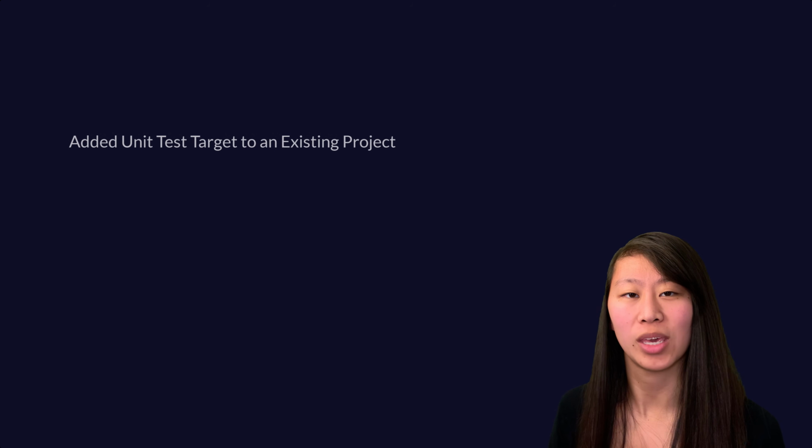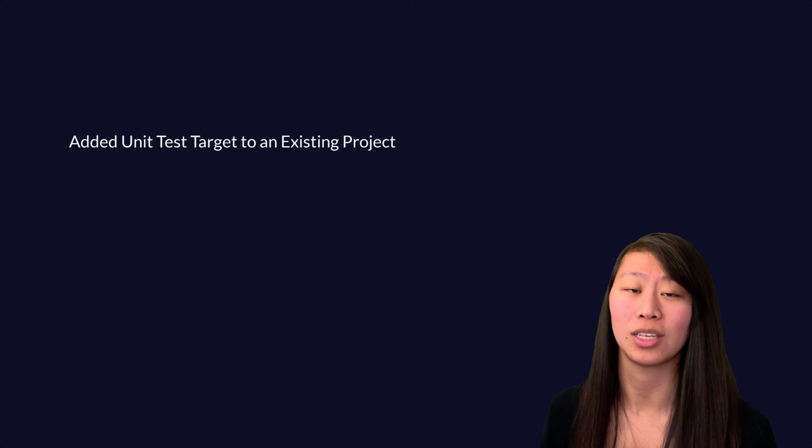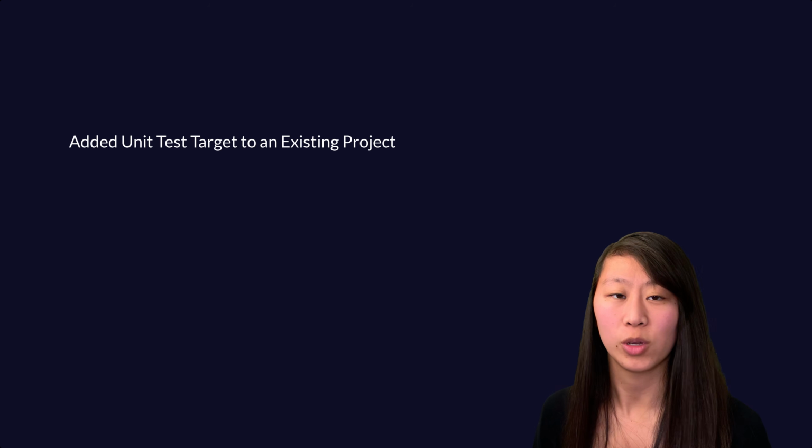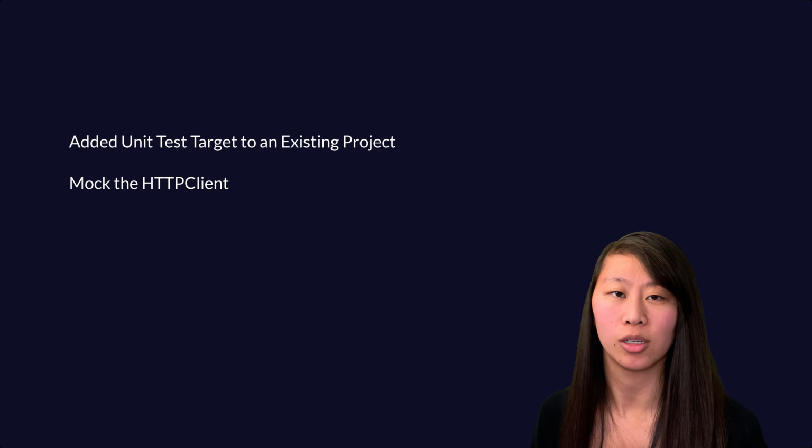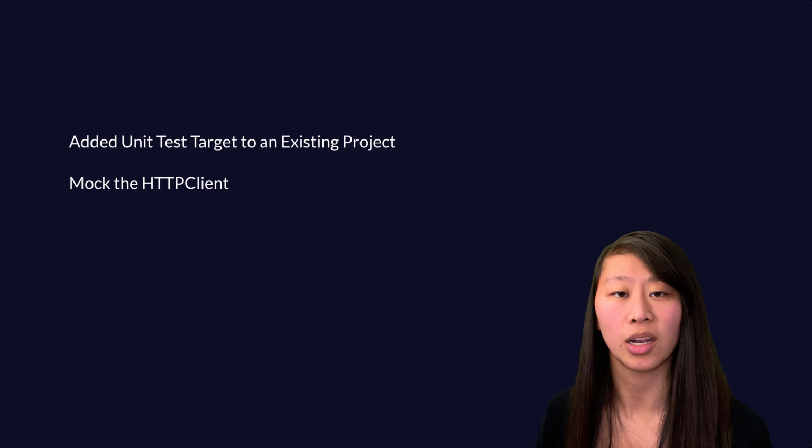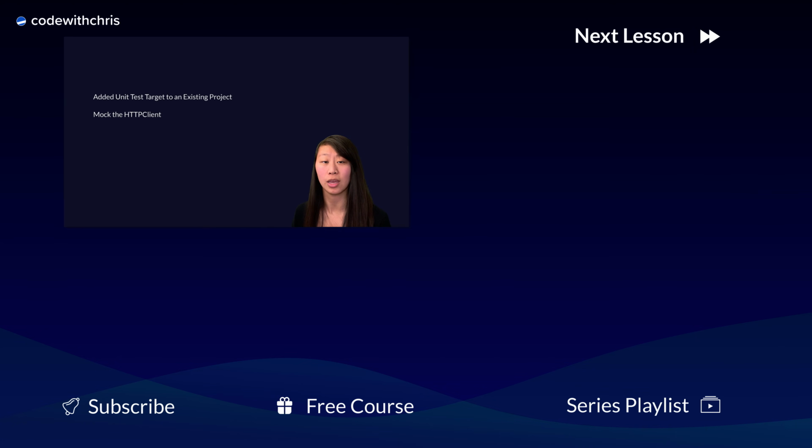Okay, that was a lot of code, and we haven't even written our unit test yet. So what we did was we added a unit test target to a project that did not have unit tests to begin with. We have fully mocked out our HTTP client so that instead of performing a network request to the internet, we will go and get data from a local JSON file. And in doing that, we will isolate the unit test that we're going to be writing. So stay tuned for the next lesson where we actually write our unit test.